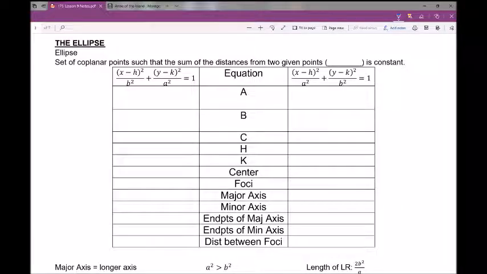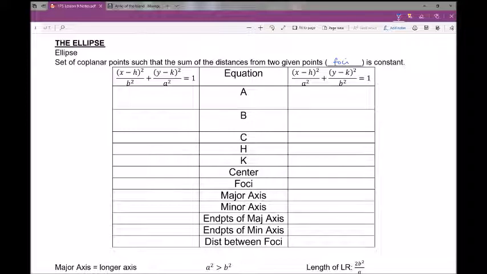In this video, we're going to start talking about another type of conic section called the ellipse. An ellipse is a set of coplanar points such that the sum of the distances from two given points, called the foci, which is the plural of focus, is constant. With a parabola, we had one focus. With an ellipse, we're going to have two foci.